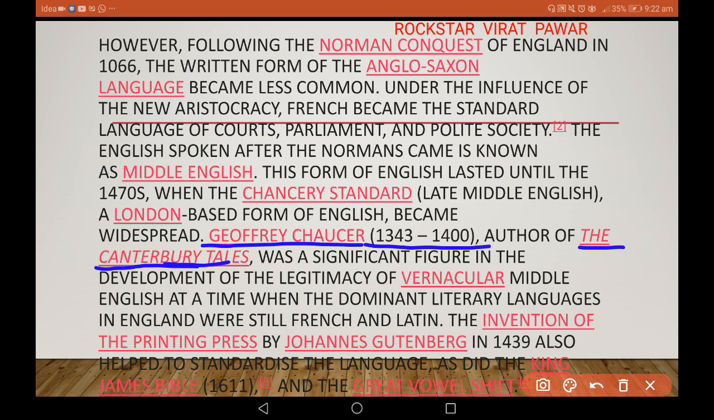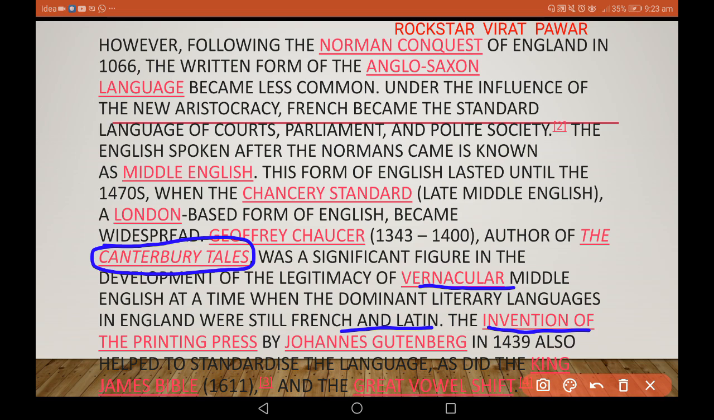We know that the Canterbury Tales is the most important work by Geoffrey Chaucer, and various previous year SET NET exam questions are based on the Canterbury Tales also. So he is a significant figure for us when we are preparing for English literature. He was a significant figure in the development of the legitimacy of vernacular Middle English at a time when the dominant literary languages in England were still French and Latin.